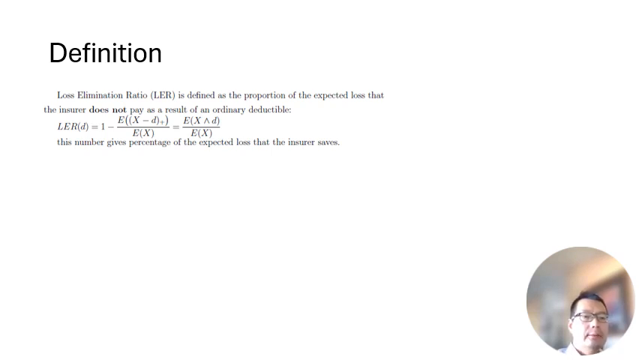So LER with d as the parameter is equal to 1 minus E[(X - d)+] over E[X], which can be further deduced to be E[X ∧ d] over E[X]. So this number gives the percentage of the expected loss that the insurer saves. When the insurers impose a deductible on the policy, essentially they are saving money, so they want to know how much they will save when they impose these deductibles.